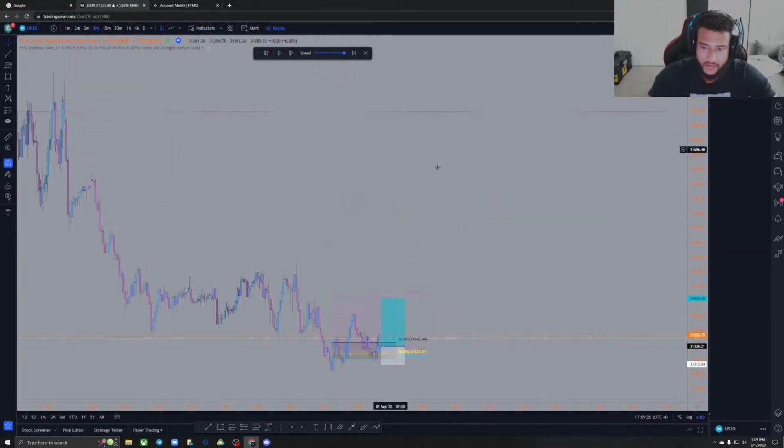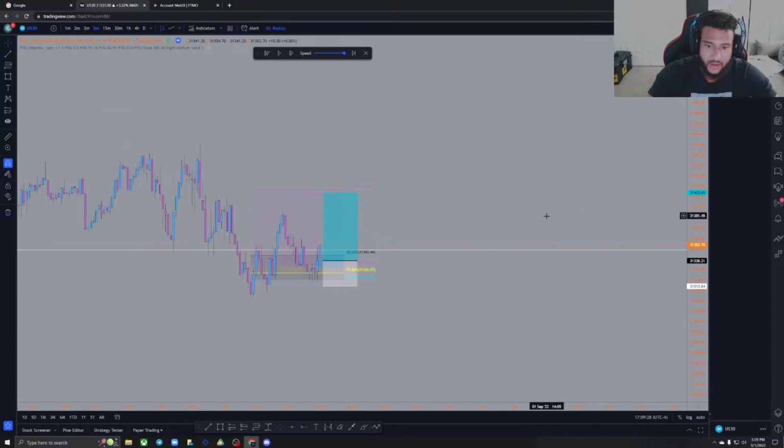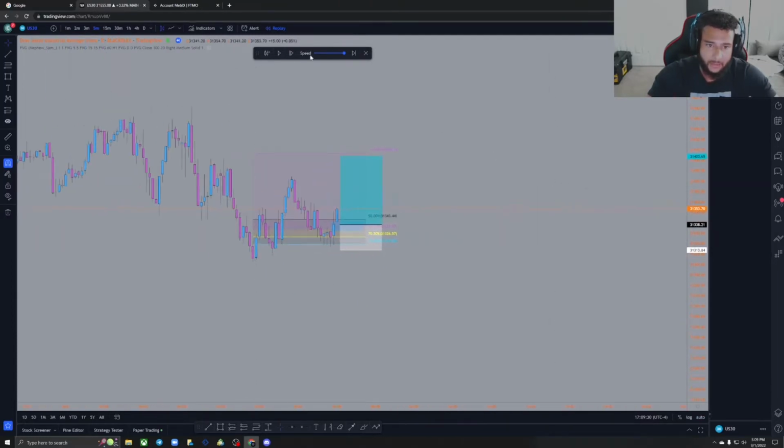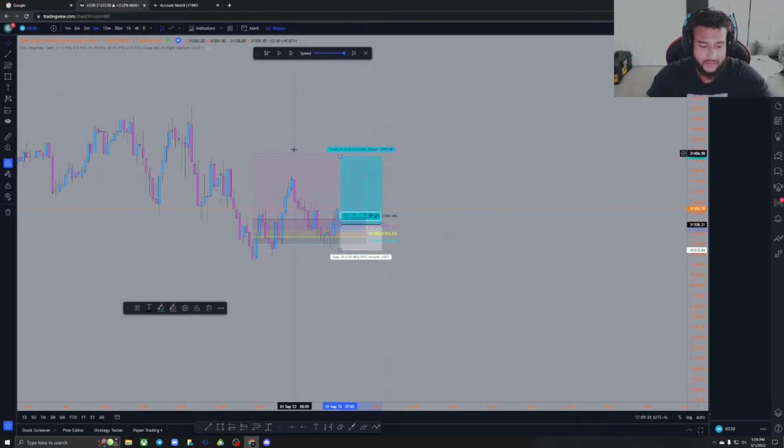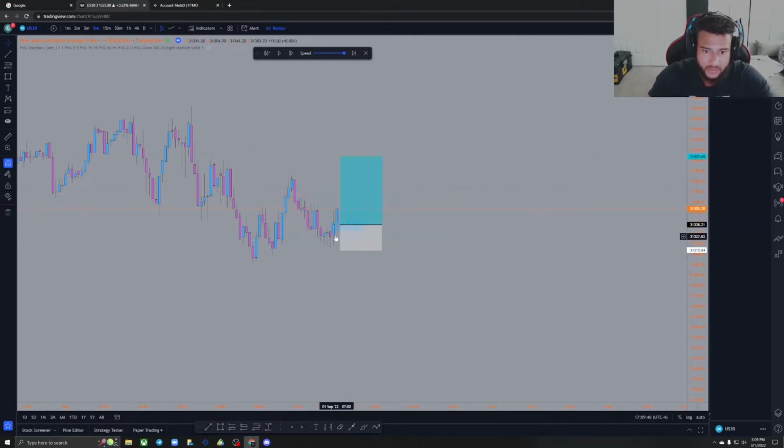After I saw that, I went on the 5-minute chart, and I am on replay mode just so I can show you guys what I was seeing at the time. I'm going to keep this here just so I don't have to put it back on. Okay, so when I looked at it, I saw price was pretty much in this specific setup right here, right?